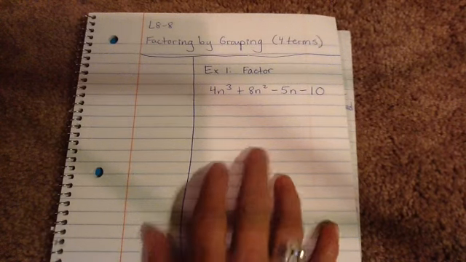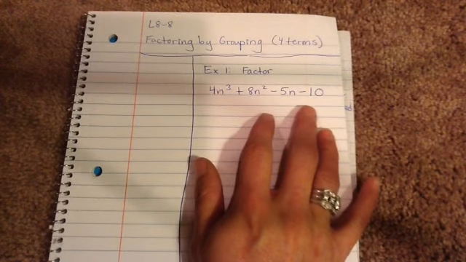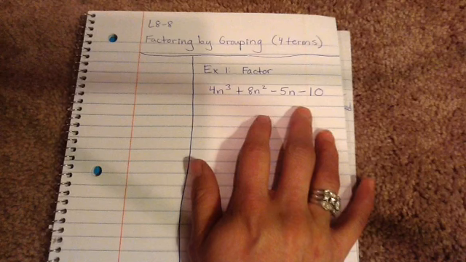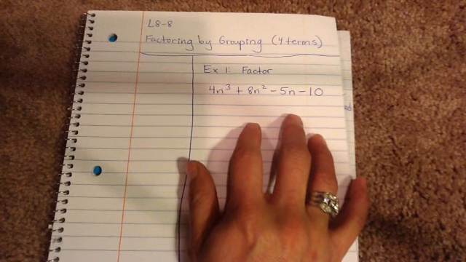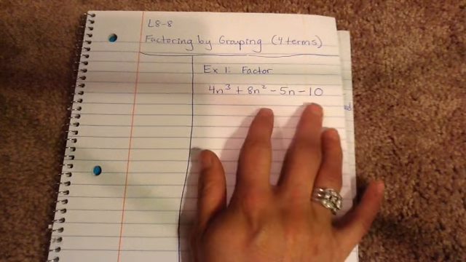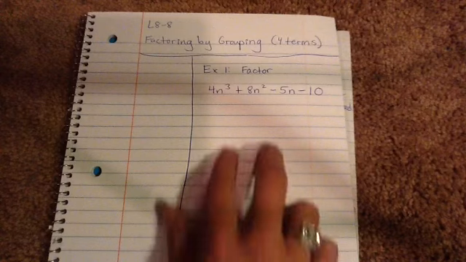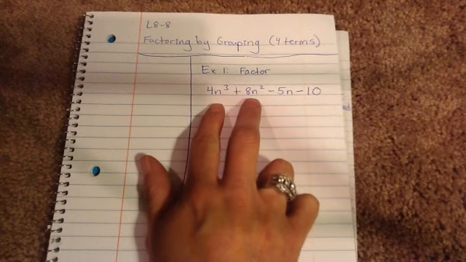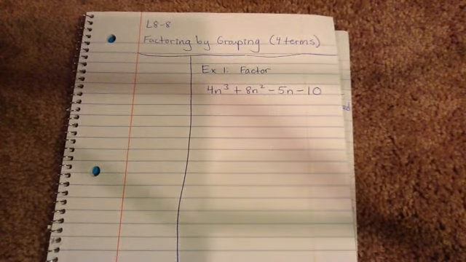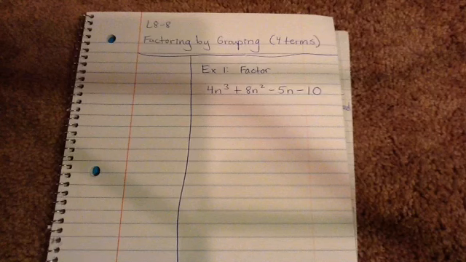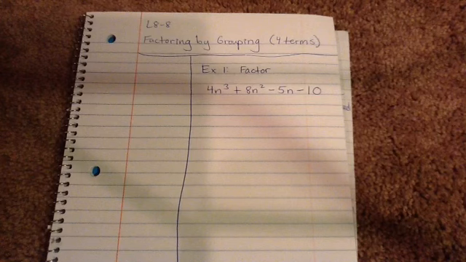So if you look at example 1, most of you will recognize this from the diamond packet that you did over winter break. This is exactly what we were leading you into with that diamond packet. That very last page on it, you were practicing pulling out the greatest common factor of these two terms and then the greatest common factor of these two terms. So if you remember how to do that, you're already halfway through factoring by grouping. And if you don't, we're going to review it right now.